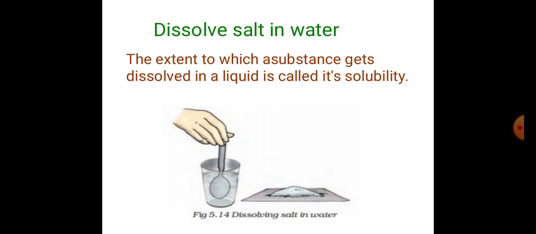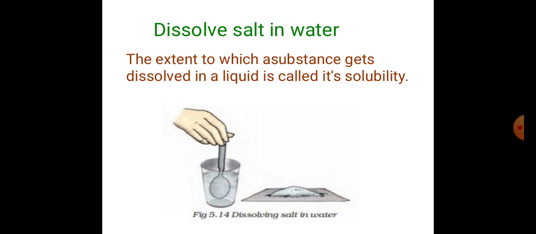Students, different substances dissolve to different extent in water at a given temperature. You have to remember that different substances like sugar or salt, whatever the substance, dissolve to different extent in water. They are not the same at a given temperature. For example, sugar dissolves in water more than common salt.